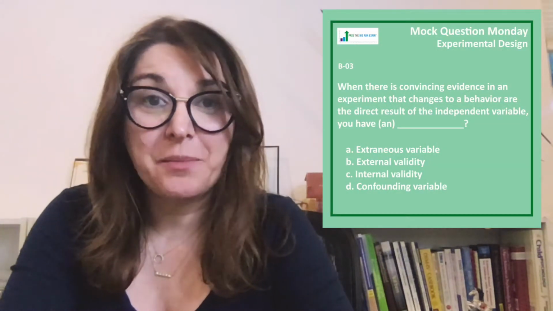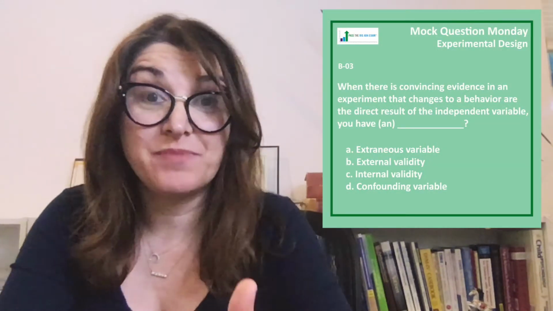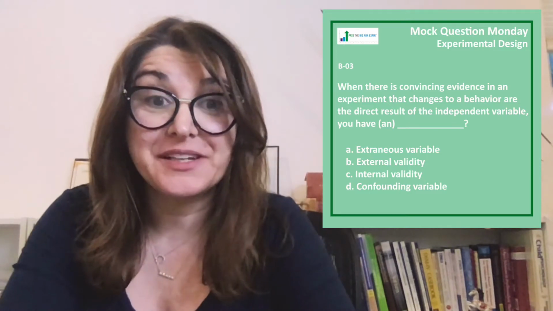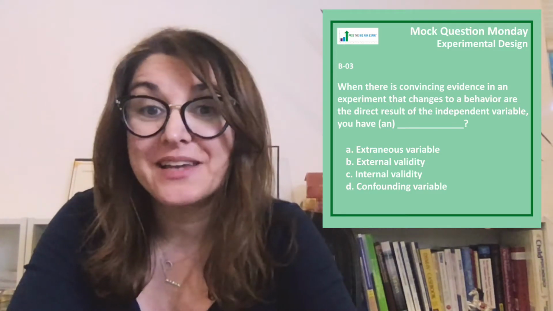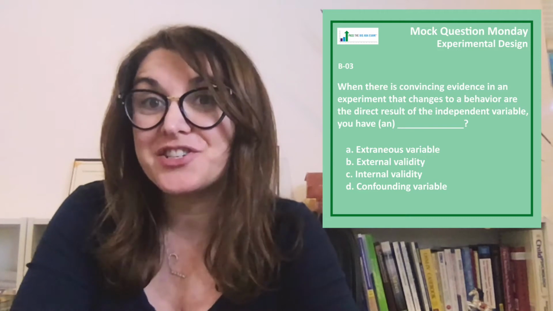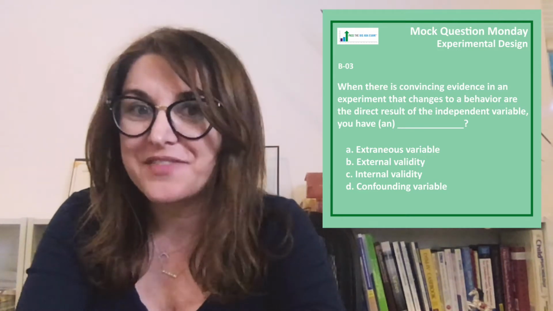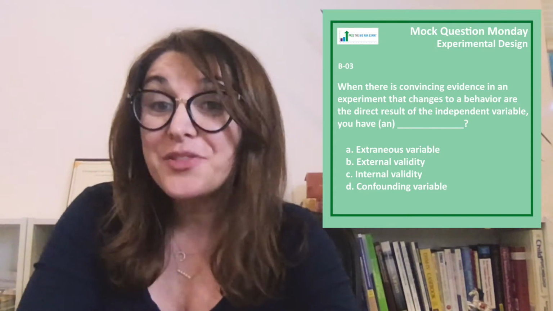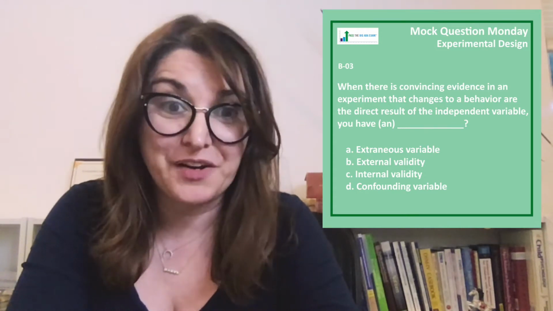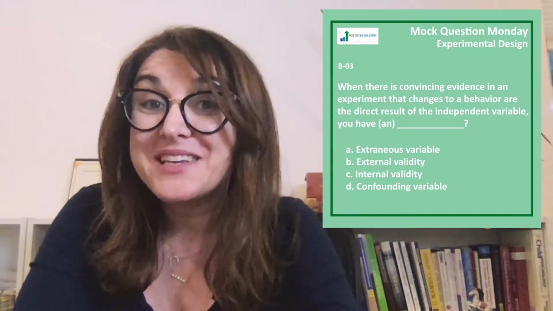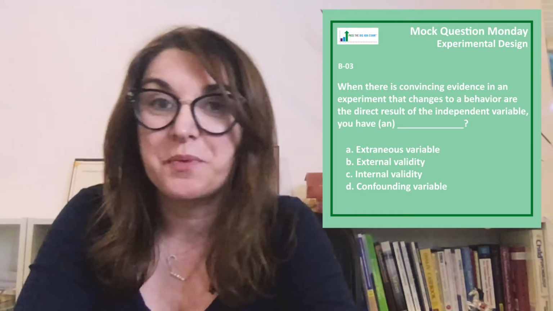This week we're talking about experimental designs. Specifically, we're talking about internal validity, which is the extent to which an experiment strongly shows that the changes in a behavior are actually a function of, or a direct result of, the independent variable and not the result of some other uncontrolled or unknown variables. High internal validity means that a design shows strong experimental control.